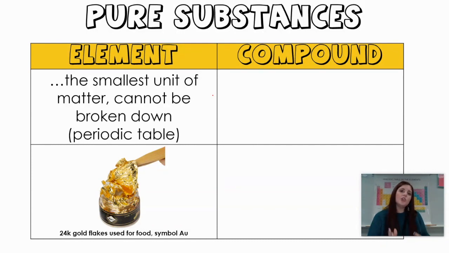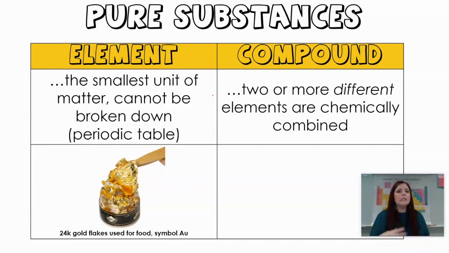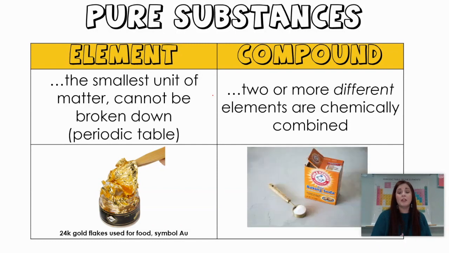But gold is also an element. I can't break down gold any more than it already is. We also have compounds, which are basically combinations of elements that are bonded together. These are chemically combined to one another. A good example of a compound, more than one type of element, would be baking soda.